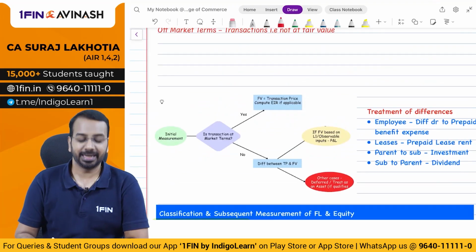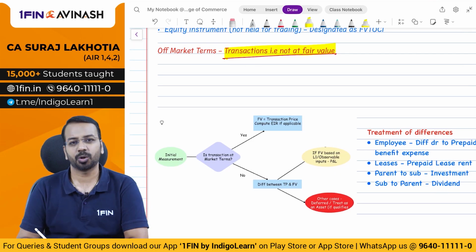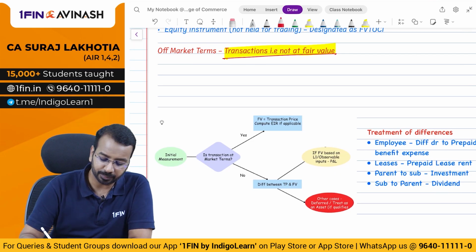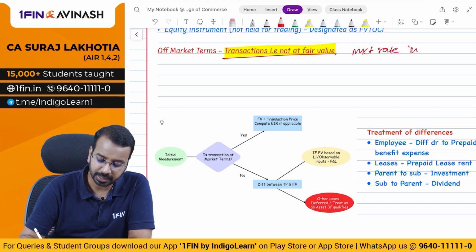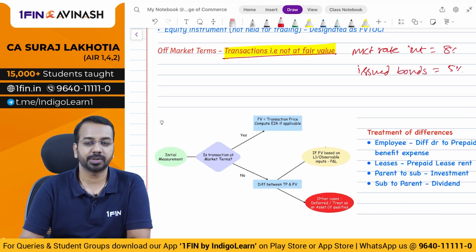Now we will have a look at cases where transactions are not done at fair value, that is, off market transactions. What is the meaning of a transaction not being done at fair value? Say for example, the market rate of interest is 8%. We have issued bonds at, let us say, 5%.